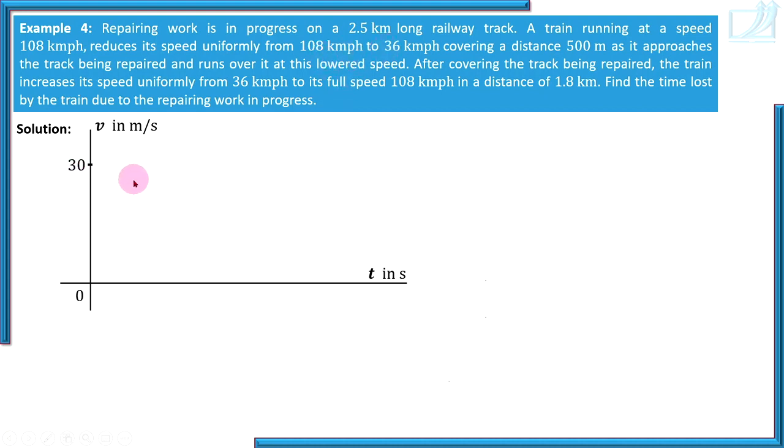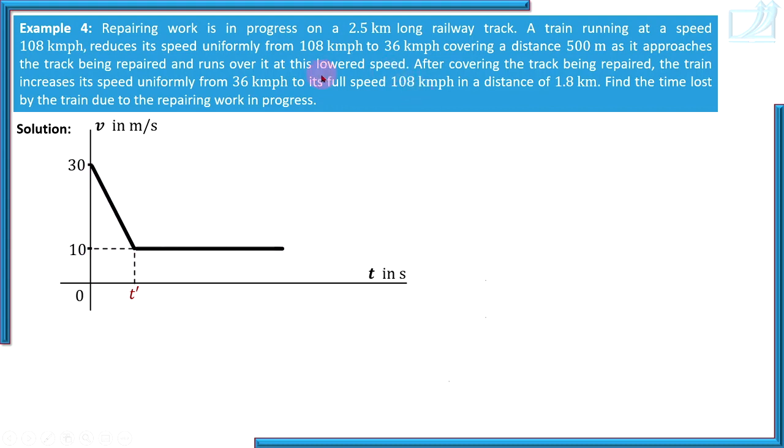And then it reduces its speed to 36 kilometers per hour, that is 10 meters per second. So the train reduces its speed uniformly to 10 meters per second. That is why this line is inclined. Up to what time this reduction in speed continues, we don't know. The area under this VT diagram is given. How much distance does it cover? 500 meters in this decelerated motion.